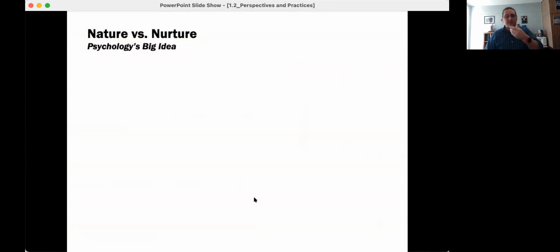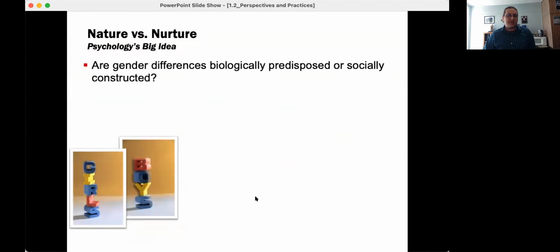Okay, so nature versus nurture, as you mentioned before. What is it, right? It's looking at whether it's something that we're born with or something that we acquire through our environment as we develop, as humans. And the example they use here is: are gender differences biologically predisposed or socially constructed? What do you think? What do I mean by gender differences, do you think?